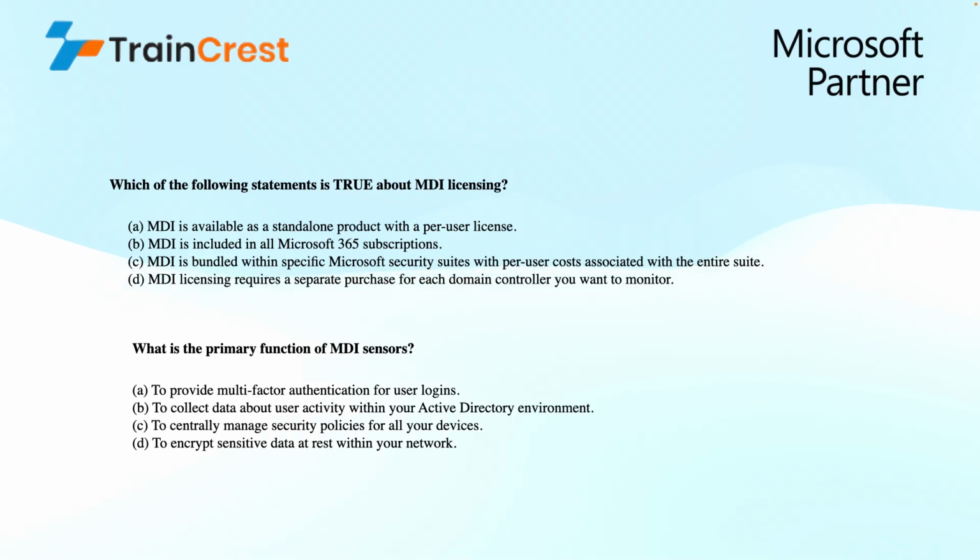Next question is, what is the primary function of MDI sensors? What do they do? Option A, to provide multi-factor authentication for user logins. Option B, to collect data about user activity within the Active Directory environment. Option C, to centrally manage security policies for all your devices. Option D, to encrypt sensitive data at rest within your network. Do let me know the correct answer in the chat box.